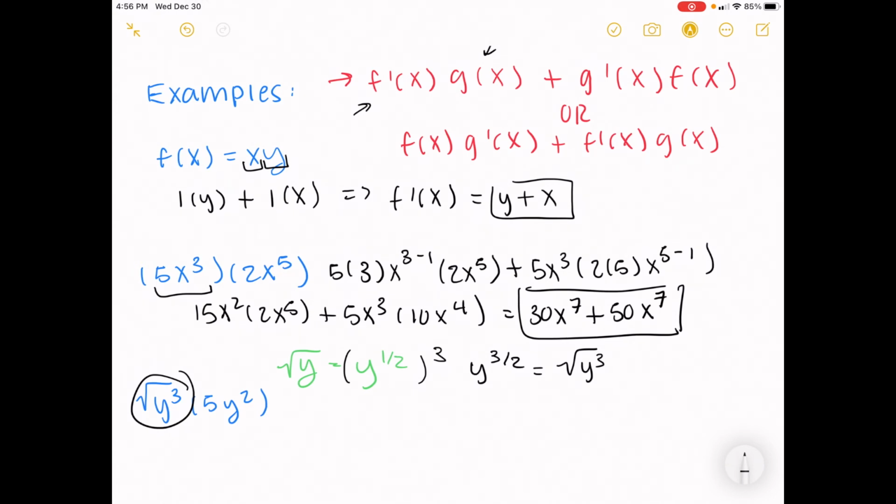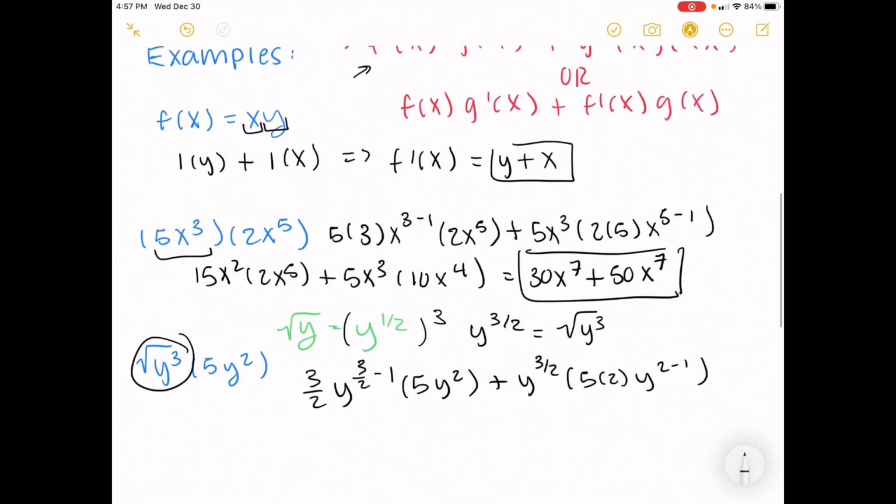So now we can actually find the derivative using the product rule. We take the derivative of y to the power of 3 over 2 first, which is the same thing as 3 over 2 times y to the power of 3 over 2 minus 1. And then we multiply that by 5 times y squared. And then we add that to y to the power of 3 over 2 times the derivative of 5y squared, which is the same thing as 5 times 2 times y to the power of 2 minus 1.